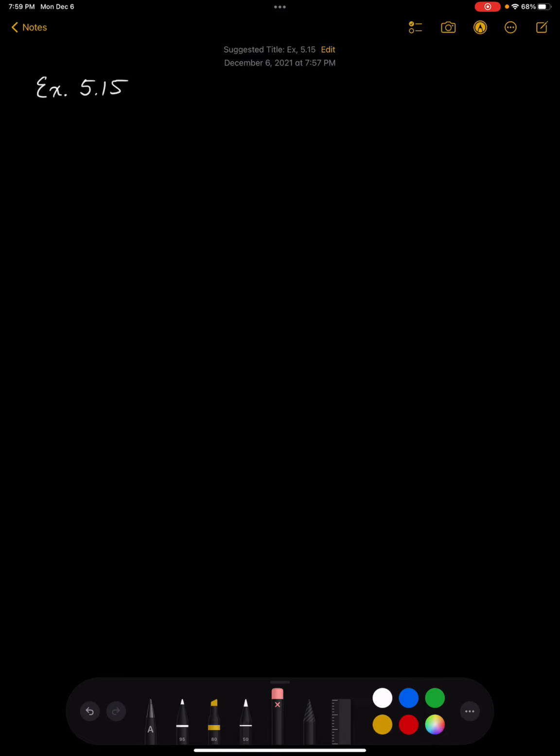Okay, so let's continue on with Chapter 5. This is Lecture 3. And we're going to start by doing example 5.15 in the textbook, which is on page 206. So if you look at this example, turn your book to page 206, and you can read example 5.15 with me. It's basically an example of Dalton's law.